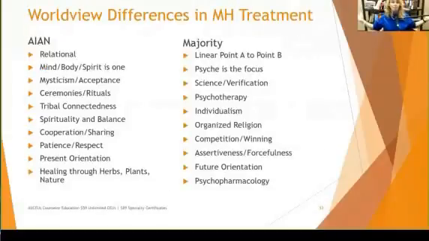Worldview differences in mental health treatment. So you have relational approaches or relational philosophy in the American Indian and Alaskan Native populations. That's what AIAN stands for.